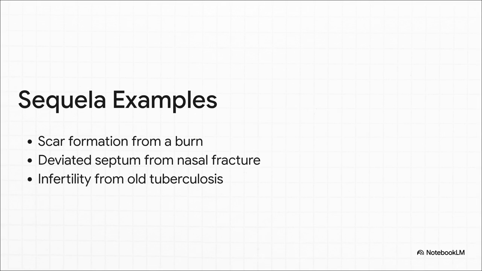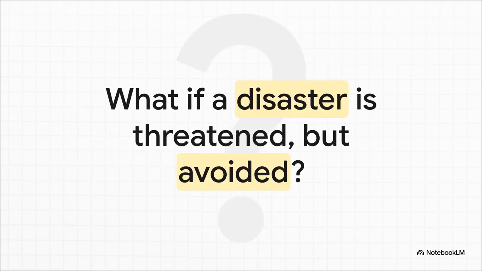Let's look at a few examples given directly in the CMS guidelines to see how this plays out in real scenarios. It could be a scar formation resulting from a burn. It could be a deviated septum treated in an adult, which was actually due to a childhood nasal fracture from decades ago. Or it could be infertility due to a tubal occlusion from an old case of tuberculosis. Whether it's a burn scar or a deviated septum from a 50-year-old childhood fracture, as long as you can clearly link the past event to the current problem in your documentation, the sequela rule totally applies. So we've mastered coding the permanent aftermath of a resolved issue.